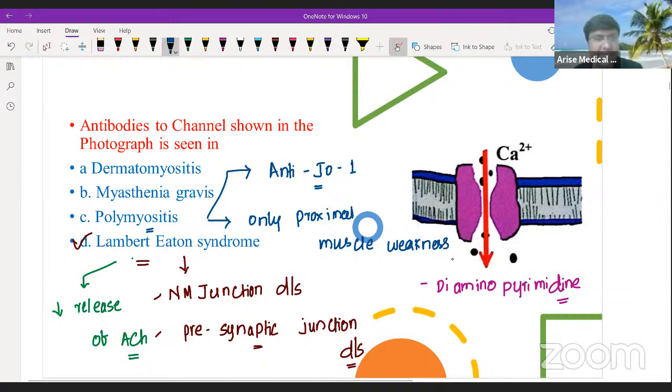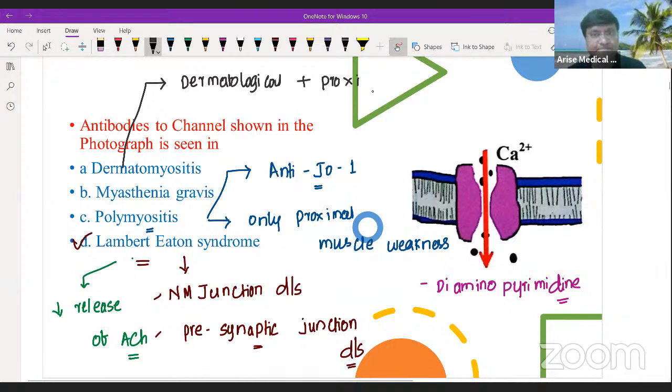Whereas in dermatomyositis, it is also an autoimmune disease, and here there will be dermatological manifestations and also proximal muscle weakness. That is the difference between dermatomyositis and polymyositis. You have many dermatological manifestations, and these include the Gottron sign and the heliotrope rash. Multiple dermatological manifestations can be seen in patients with dermatomyositis. So this is about an image-based question related to Lambert-Eaton myasthenic syndrome. Next.